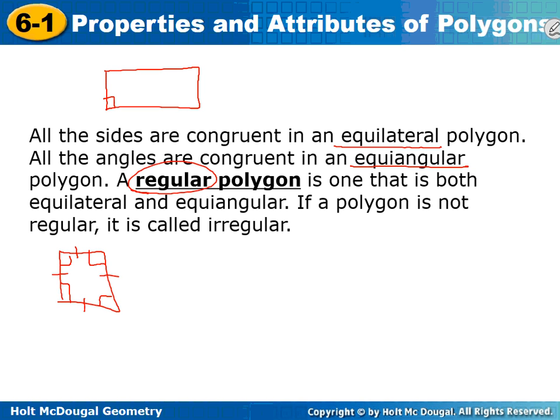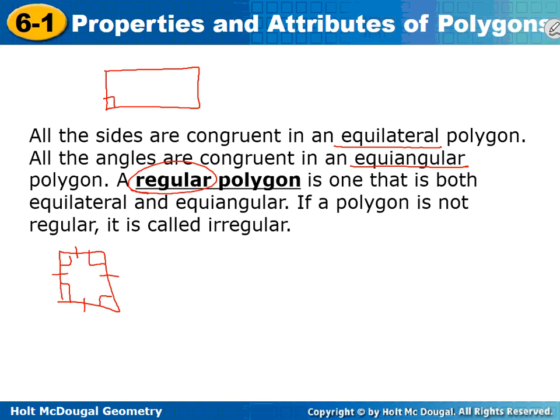What's the name of a quadrilateral that has 4 congruent sides, but does not have 4 right angles? A rhombus. So a rhombus is equilateral, but not equiangular. Okay, so you can have 3 different quadrilaterals. One of them is regular, the square. One of them is equiangular, the rectangle. And one of them is equilateral, the rhombus. And we're going to talk about those special quadrilaterals throughout the rest of this chapter.